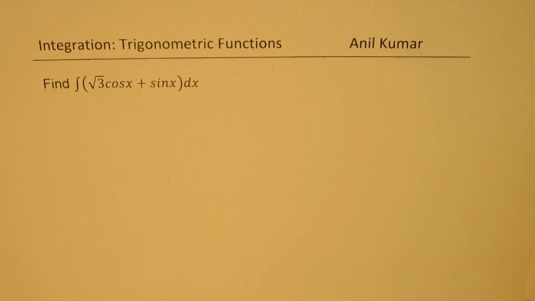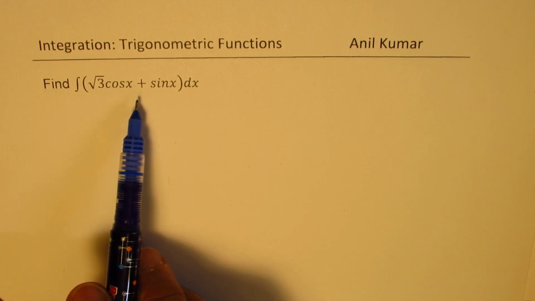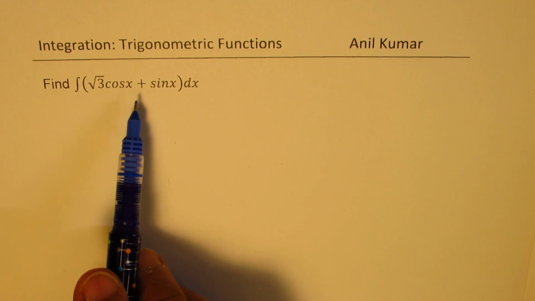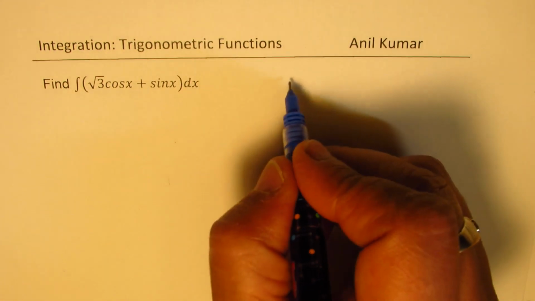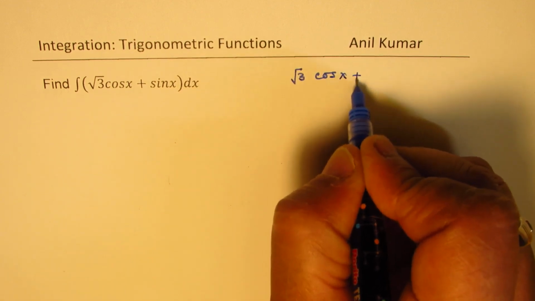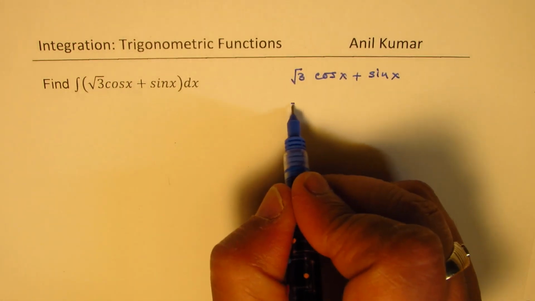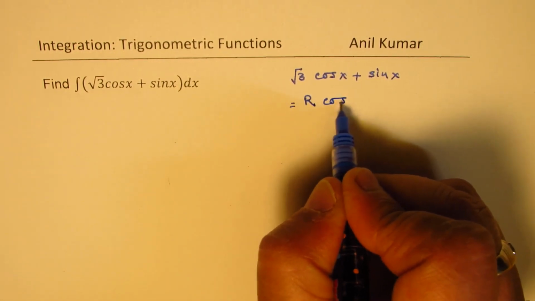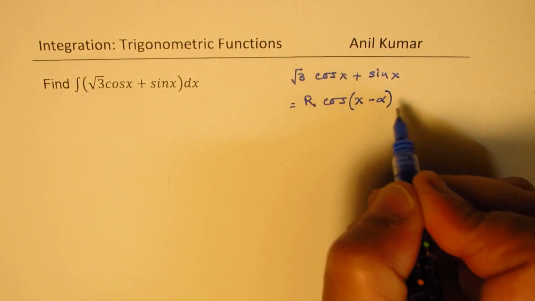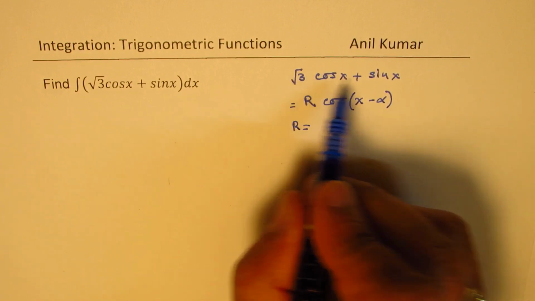Now we need to do the integral of square root of 3 cos x plus sin x dx. Now this could be written in the form of r cos. So we could write square root of 3 cos x plus sin x in the form of r cos(x minus alpha), right? So where r is equal to, so this is 1, right?